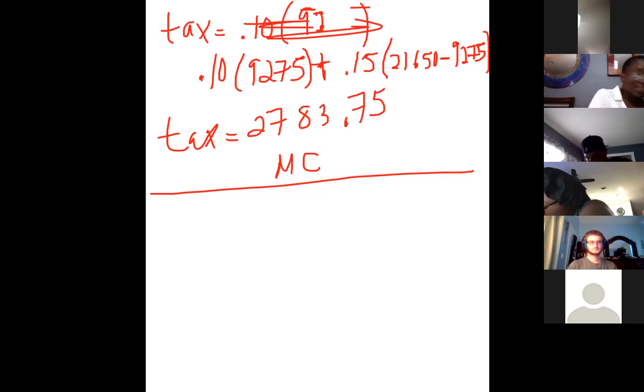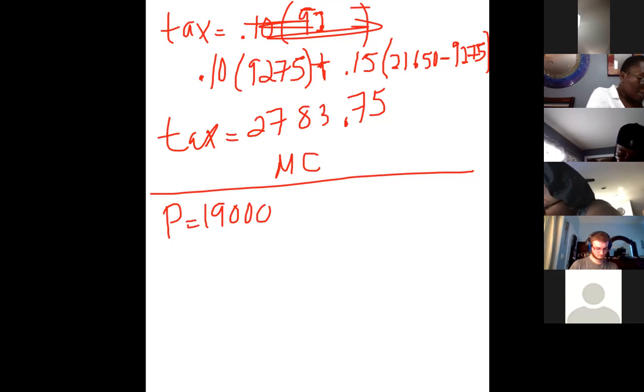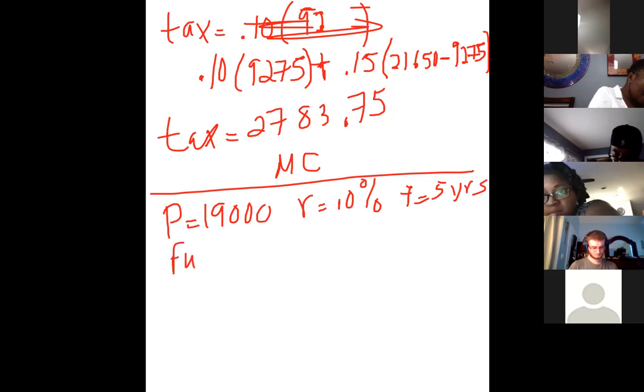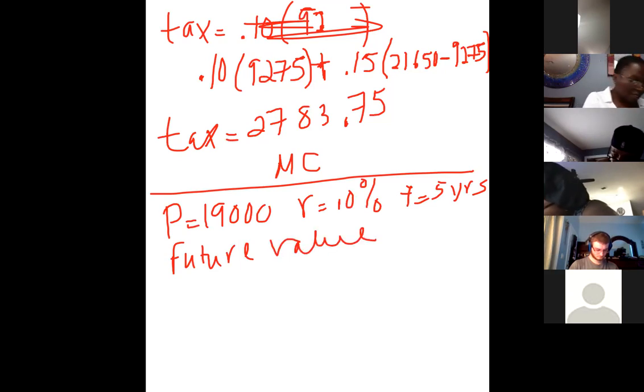So the next one. Pay careful attention to this one. I'm going to read it to you. It says to find the loan's future value A, or the total amount due at time T, given P is equal to 19,000, R is equal to 10%, and T is equal to 5 years. And they want the loan's future value. That's one of the formulas, guys. The future value formula is A equals P times 1 plus R times T.